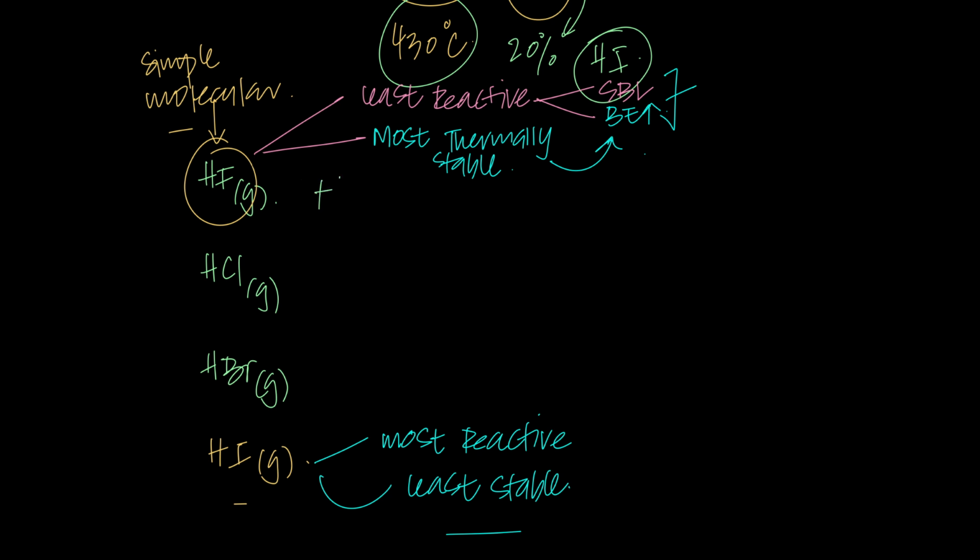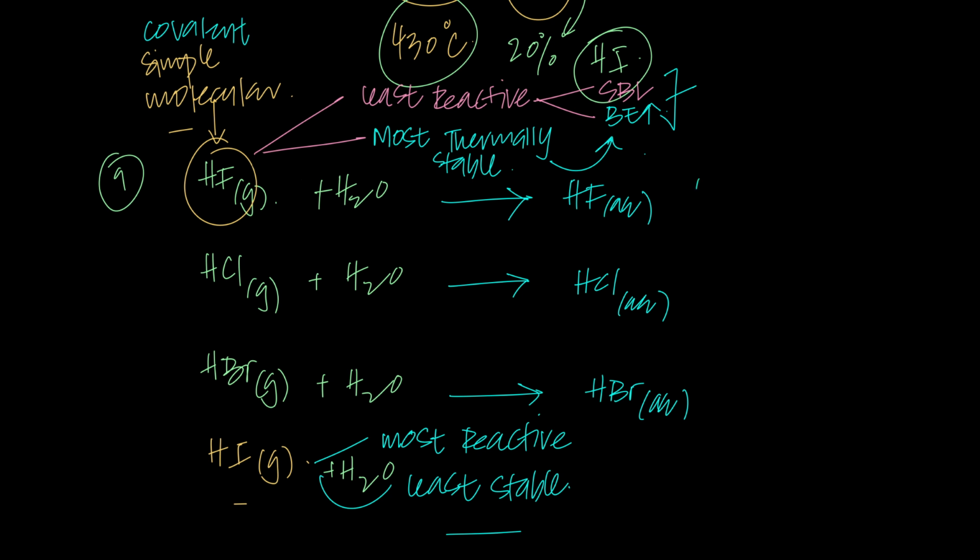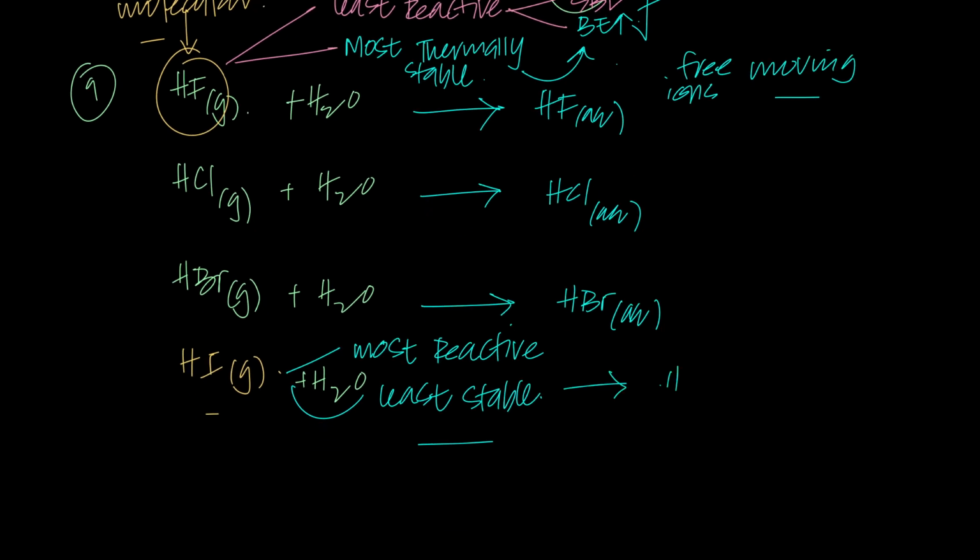But the moment you add them to water, what happens? You've studied this in O levels and IGCSE. I'm going to go into the detail for it in chapter number 9, which is acids, bases, and salts. But the moment you add them to water, what do you get? You get HF aqueous. You get HCl aqueous. You get HBr aqueous. So the bonding changes. You go from covalent bonding to ions. You literally go from covalent bonding to free moving ions. Now you have ions. And HI goes into HI aqueous.